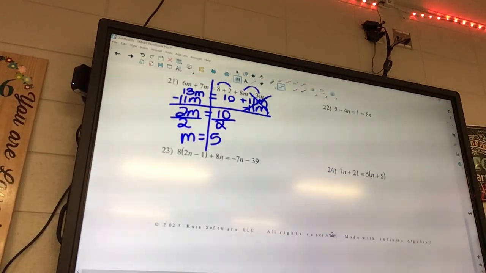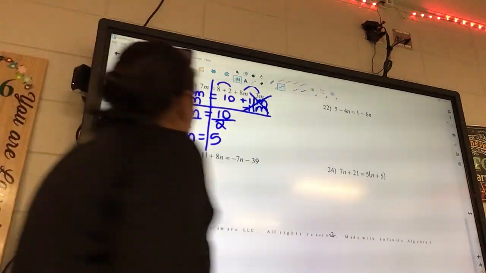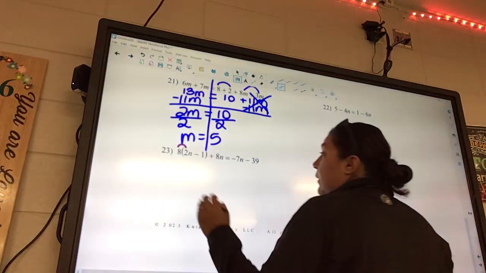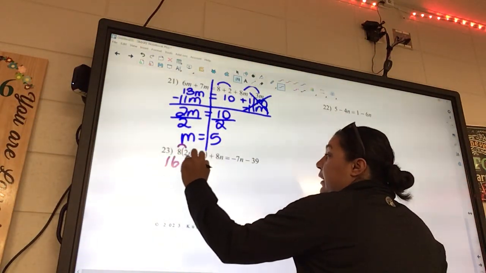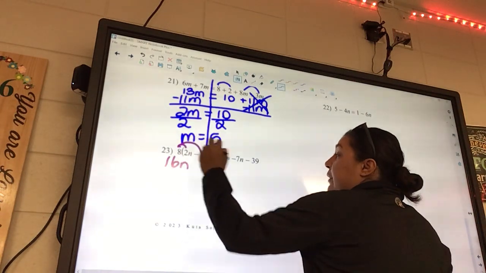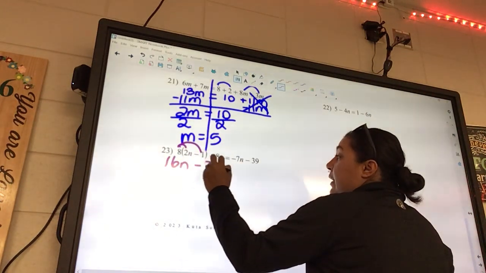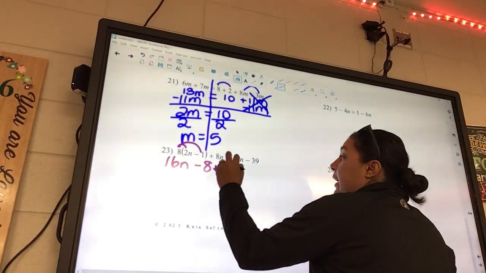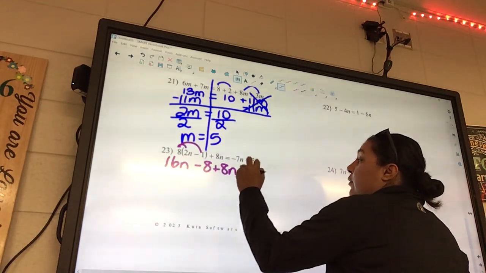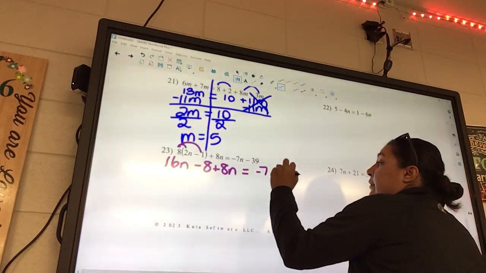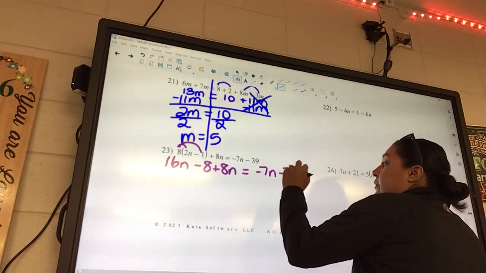Okay, 23. What needs done? Yeah, distribute. So if there's parentheses, we got to do that first. Okay, so 8 times 2, 16, and 8 times negative 1, negative 8, plus 8n equals negative 7n minus 39.